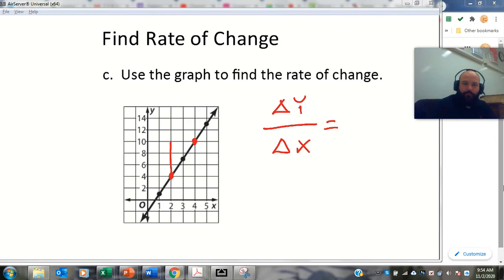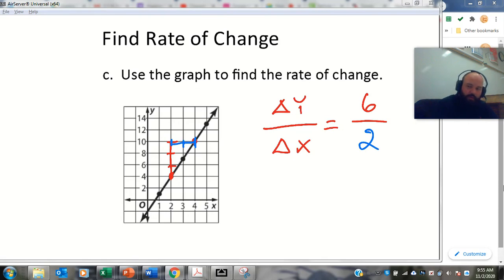So counting from 4 to 10, it is 2, 4, 6. So the change in y is 6. We went up 6. And now I'm going to change over to blue just so you can see. From here to here, we're counting by ones. Be very careful. Down there, it goes 2, 3, 4. So it goes from 2 to 3 to 4. So in that case, it's 2. So this distance was 2.